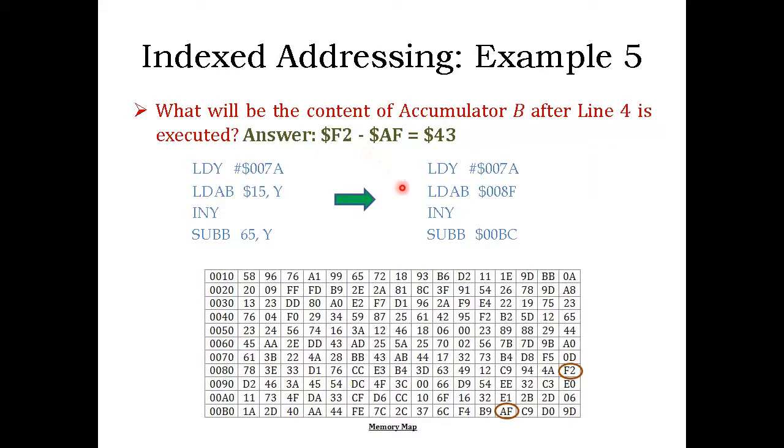Because in line number 2, you are loading F2. In line number 4, you are subtracting AF from F2. And then you end up with 43 in B, right? And that is your answer. See, the answer is actually easy once you convert everything, meaning you calculate the operand for all the lines that have indexed addressing. The rest is simple.